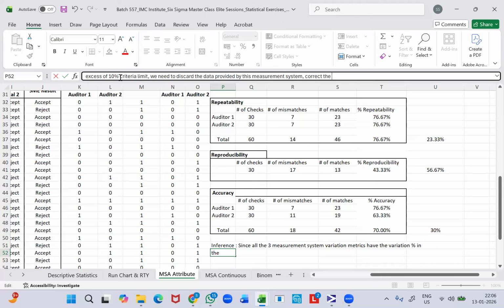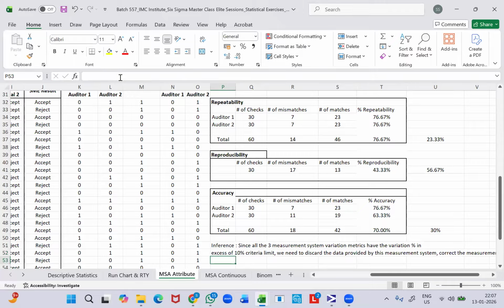Then correct the measurement system, meaning we need to find out where the auditors are probably lacking knowledge, which part of the process the auditors are probably lacking necessary knowledge. So we need to retrain them, provide them with necessary knowledge, and then look at collating the data all over once again. So correct the measurement system and collate the data all over once again. So this will only result in delay in completion of the Six Sigma project exercise, right?